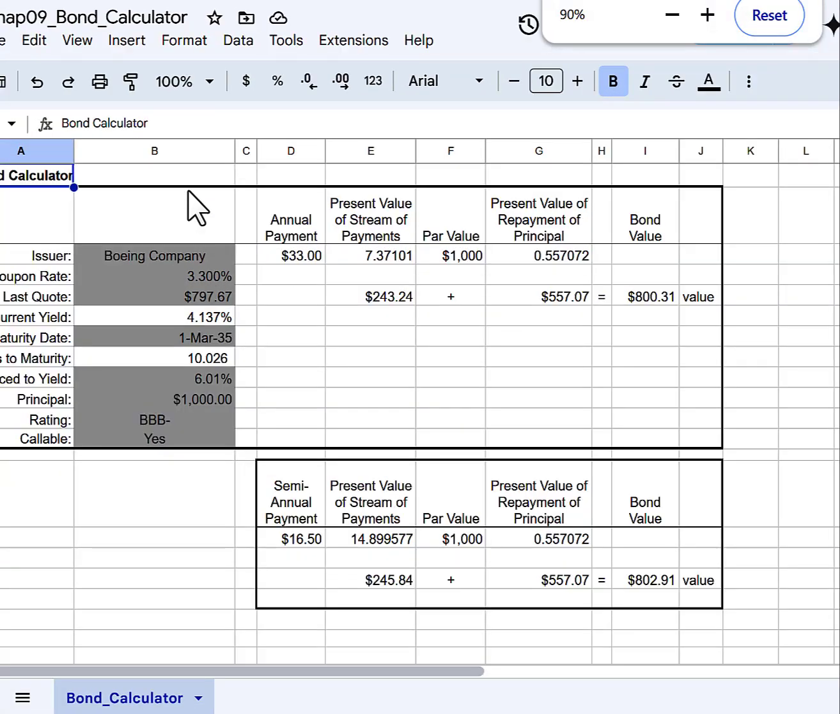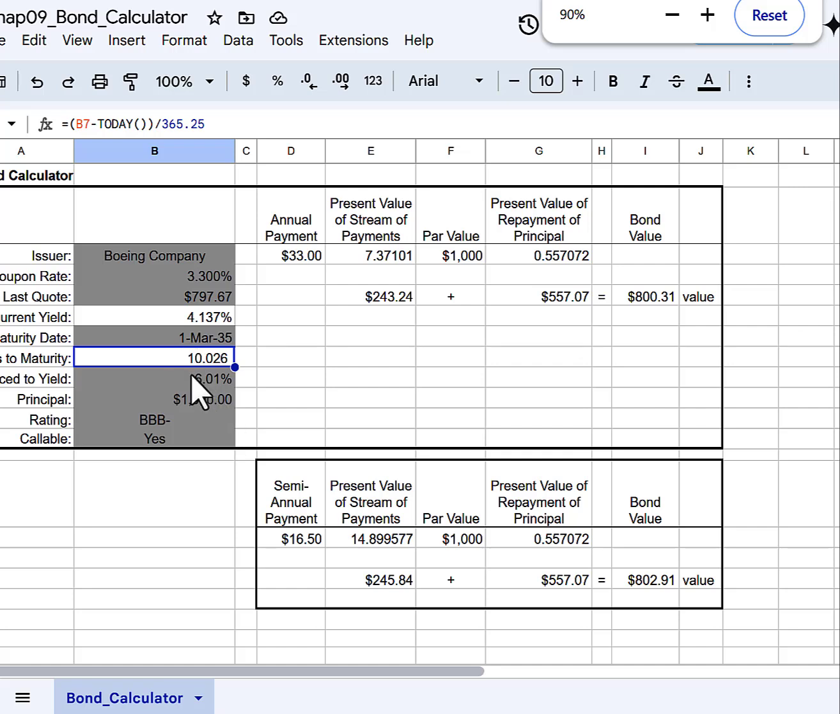Okay. And so the gray areas are the information you type in. It was quoted, coupon rate doesn't change, 3.3%. The quote was $797.67. It calculates the current yield, which basically just takes the $33 divided by the $797.67. We put in the maturity date. It says it's a little over 10 years till it matures.